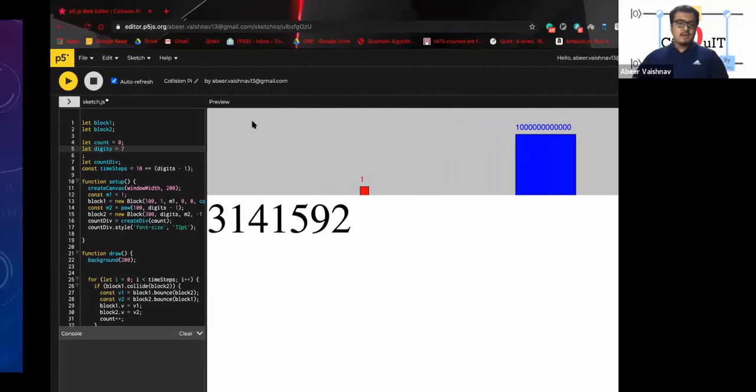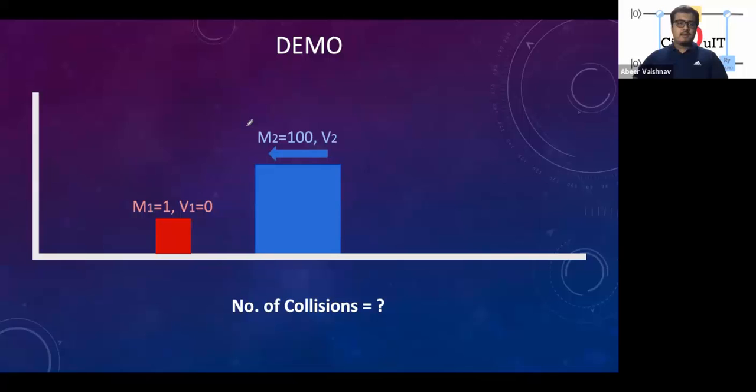So that's the classical problem that people have been very enthusiastic about. The number of collisions is actually giving us the digits of pi.